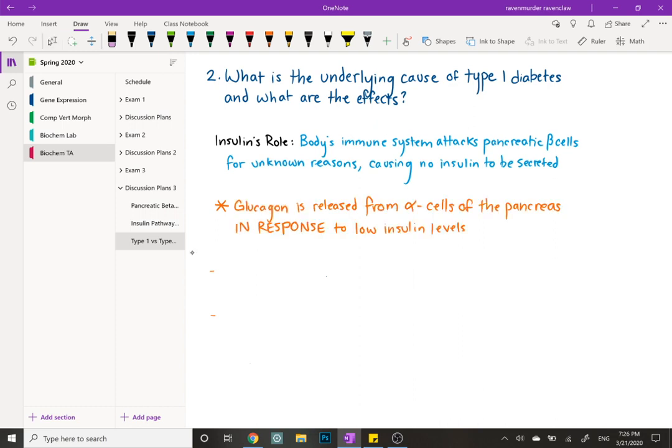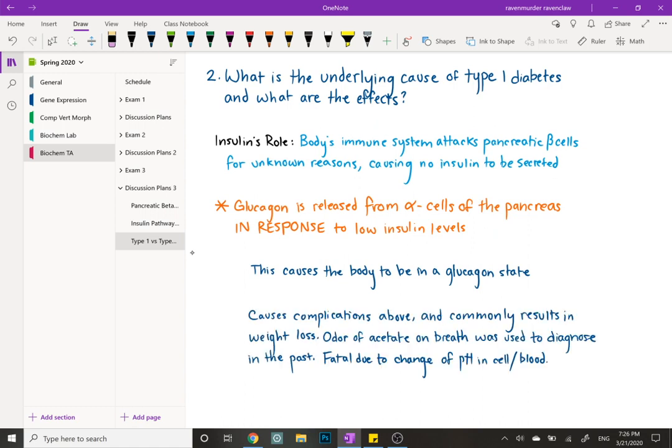insulin comes from. So, an important note to this is that glucagon is released from alpha cells of the pancreas in response to low insulin levels. So, in the case of no insulin levels, the body is always in a glucagon state. And this causes the complications above and commonly results in weight loss. It used to be that the odor of acetate on the breath was used to diagnose it, and it is fatal due to the change of pH in the cells and blood. It makes your blood a lot more acidic.